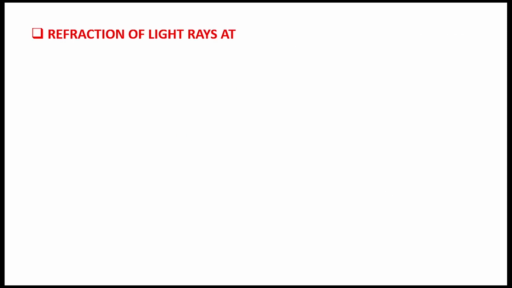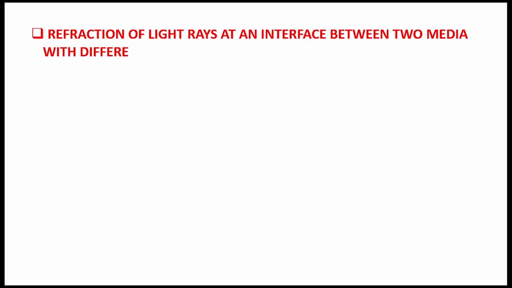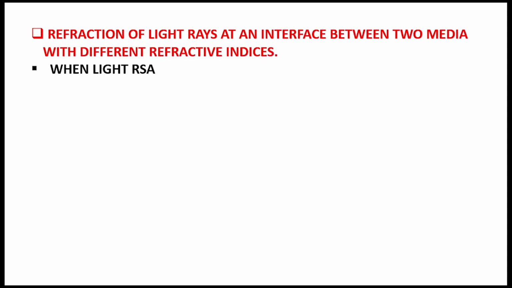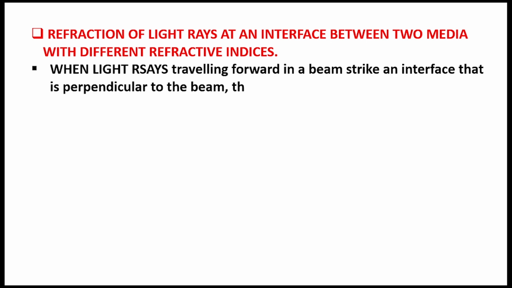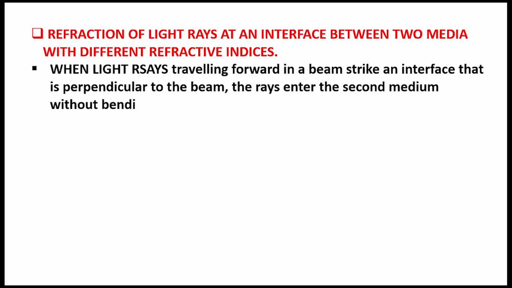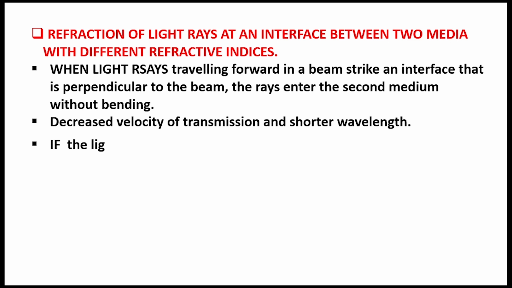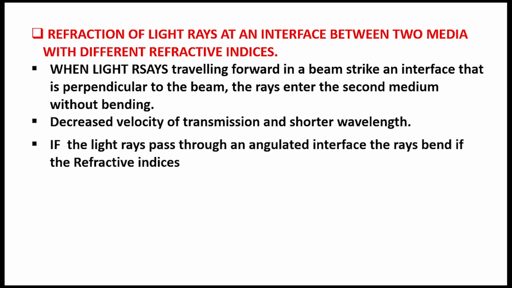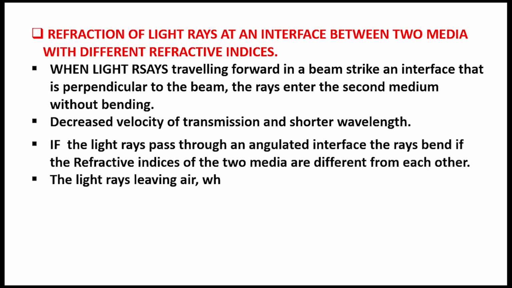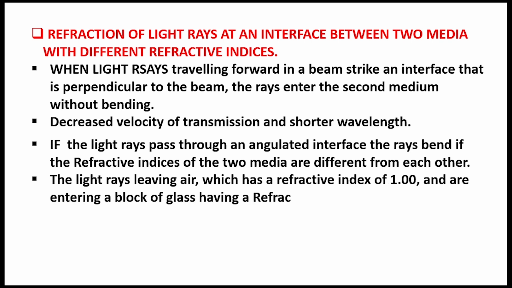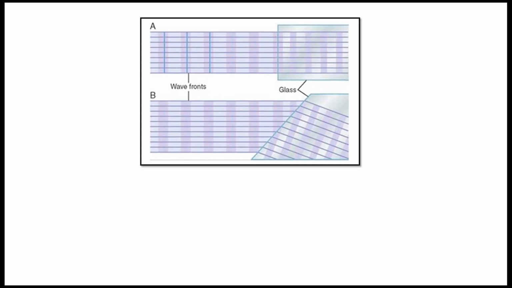Refraction of light rays at an interface between two media with different refractive indices. When light rays traveling forward in a beam strike an interface that is perpendicular to the beam, the rays enter the second medium without bending, with decreased velocity of transmission and shorter wavelength. If the light rays pass through an angulated interface, the rays bend if the refractive indices of the two media are different from each other. Consider light rays leaving air, which has a refractive index of 1.00, and entering a block of glass having a refractive index of 1.50.